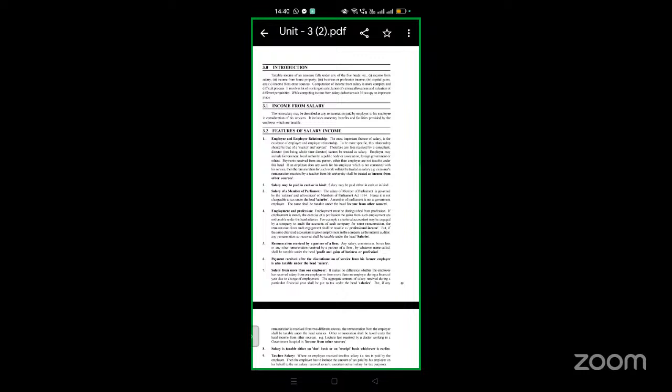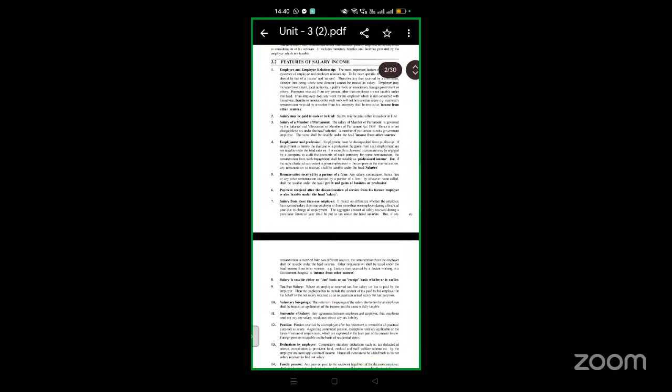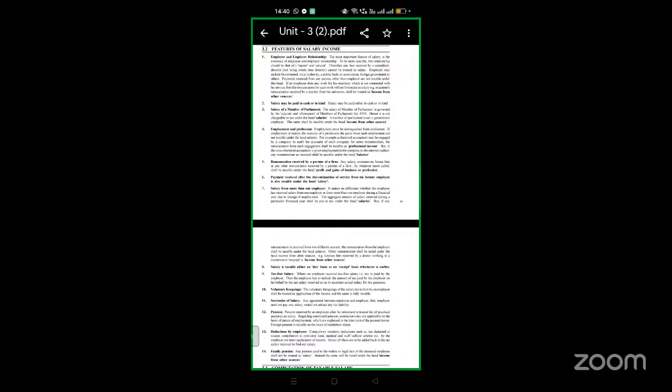And there should be employment. There is a difference between employment and profession; employment is different, and profession is different. And whatever remuneration is received by a partner of a firm, any salary, commission, bonus, fees, or any other remuneration received by a partner of a firm by whatever name called, shall be taxable under the head profits and gains of business or profession. And the payment received after the discontinuation of services from his former employer is also taxable under the head salary.